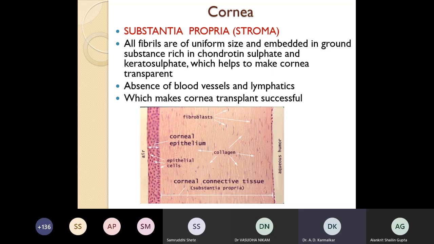Now, as I said, the cornea is avascular, so there is an absence of blood vessels and lymphatics, but the cornea has a high nerve supply. This arrangement of the fibers along with the ground substance makes the cornea transparent, and the cornea is avascular and there is an absence of antigen presenting cells, which will make the cornea transplant successful.